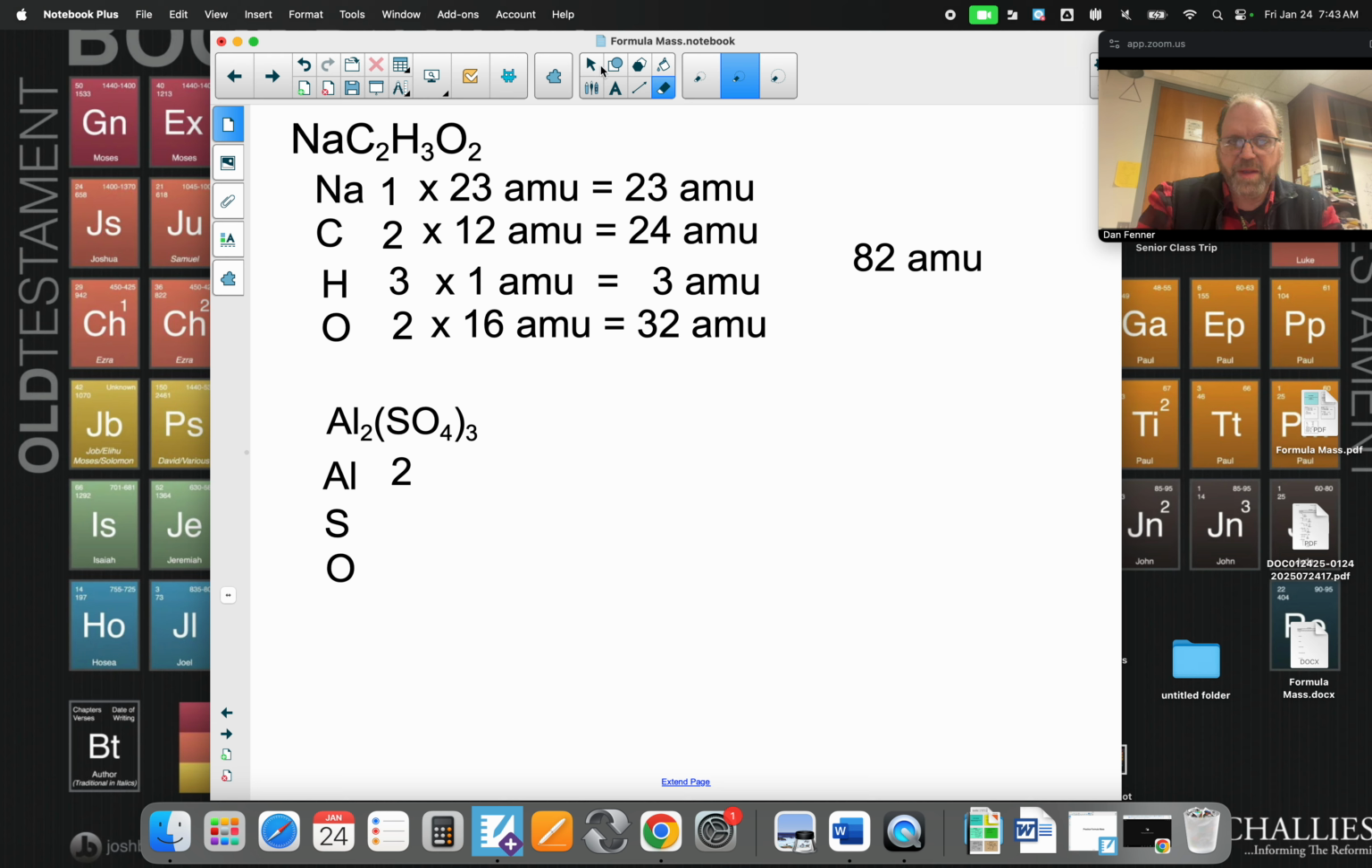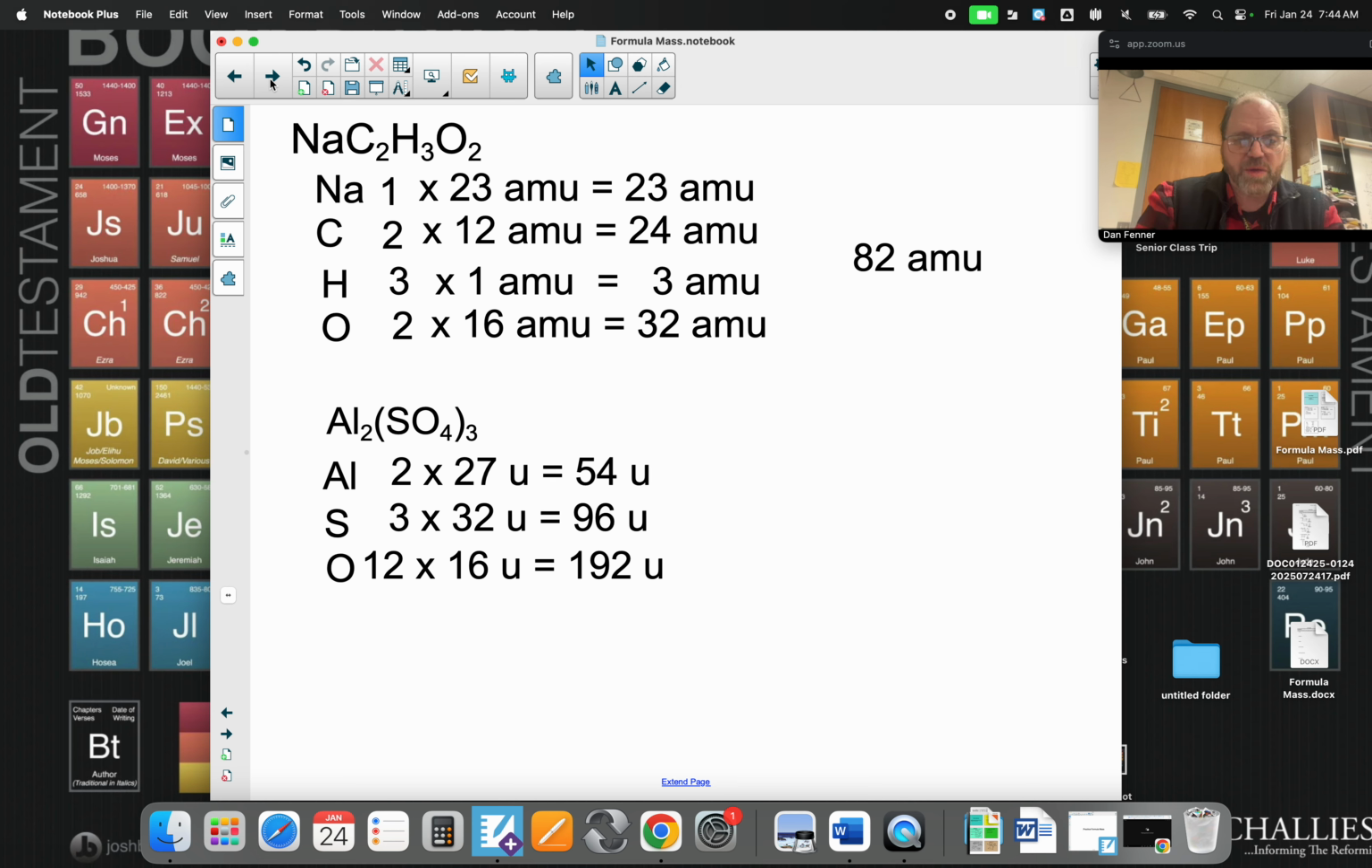Now, this next one's a little bit of a challenge here. We have 1 S in SO4, but I have a 3 outside. So we got to multiply through. 3 times 1, I have 3 sulfurs. Now, 4 times 3, I have 12 oxygens. So we have 2 aluminums, 3 sulfurs, and 12 oxygens. Atomic mass in the periodic chart, aluminum is 27U, sulfur is 32U, oxygen is 16U. Multiply through, we get 54U, 96U, and 192U. Stop. Add them up, see what you get. You should get 342U.